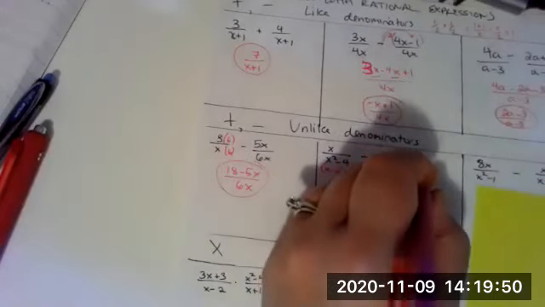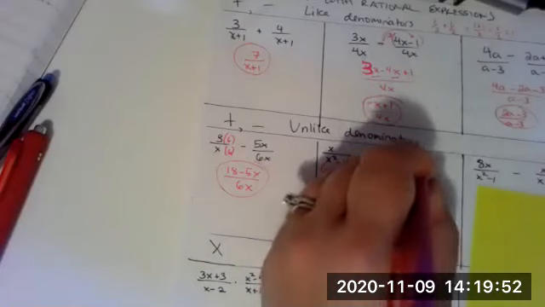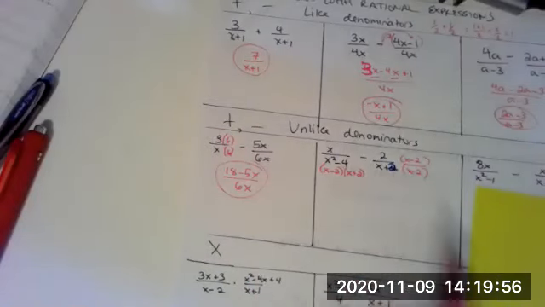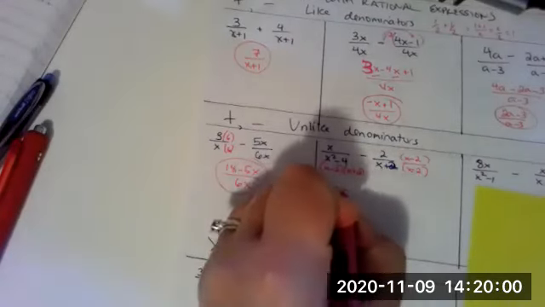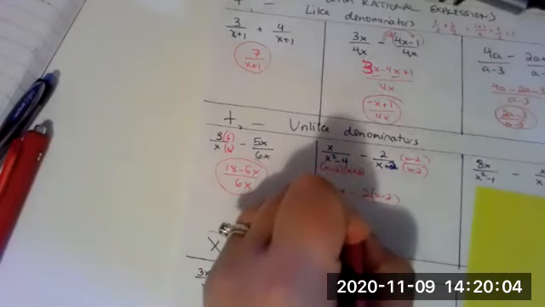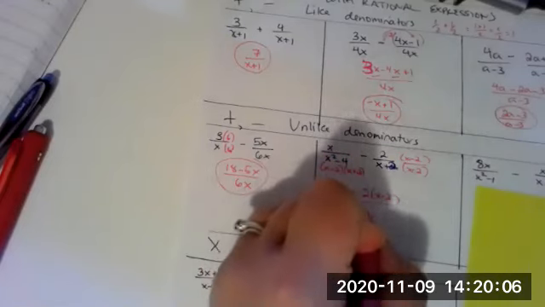So I'm going to go ahead and multiply both the numerator and the denominator of the second term by x minus 2 over x minus 2. And then I can combine. So x minus 2 times x minus 2, divided by x minus 2 times x plus 2.